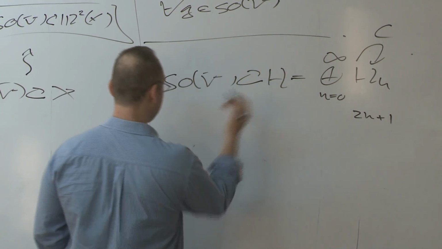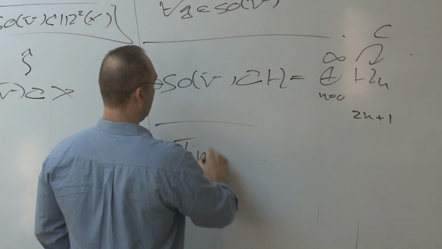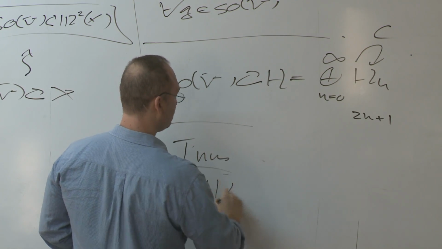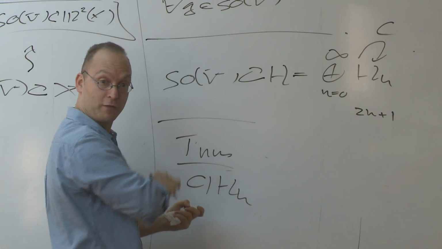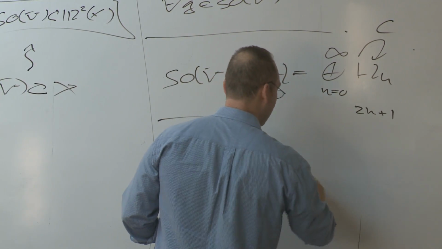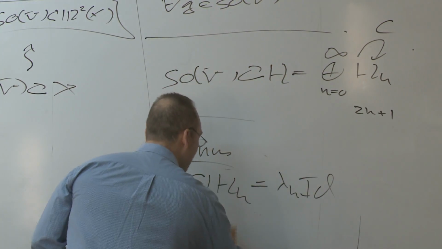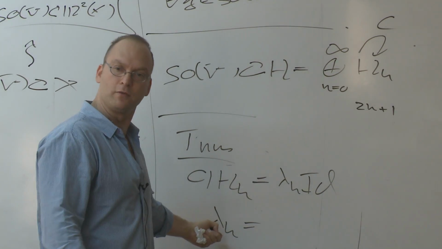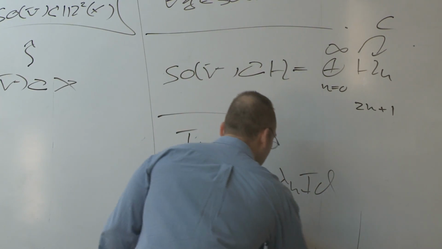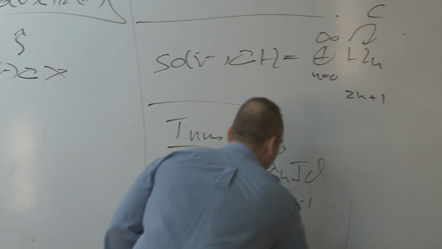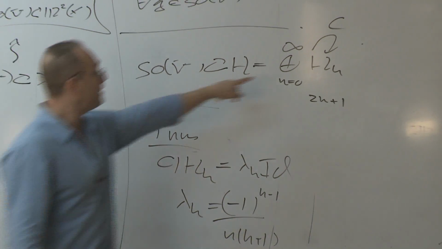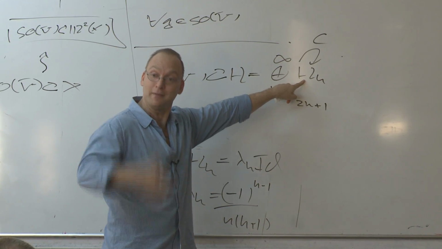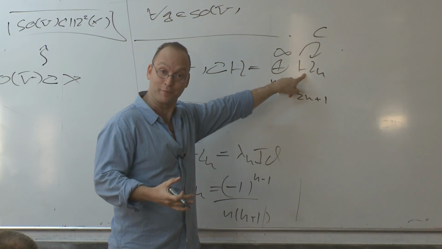So in fact, let me summarize everything in a theorem. If you restrict C to H_n, first of all, it can be restricted because it preserves each of these components, and it acts as a scalar lambda_n times the identity. And the claim is that this scalar, which can be computed again using techniques from representation theory, is minus 1 to the n, times n minus 1 over n times n plus 1. So these are in fact the eigenspaces of C. These irreducible components are the eigenspaces of C.